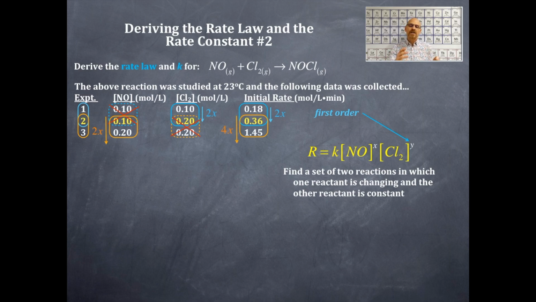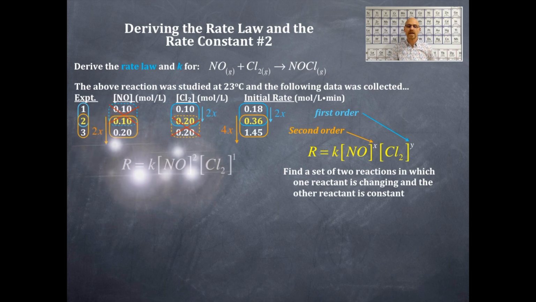So if you double the concentration and you quadruple the rate, then what is the order of that reaction? That is second order. Okay, so now we discovered the orders of both reactants. So now we're going to substitute that information in to write out what the rate law is. The rate law is: R, for rate, is equal to k, that's the constant, [NO] to the power of 2, and [Cl2] to the power of 1.